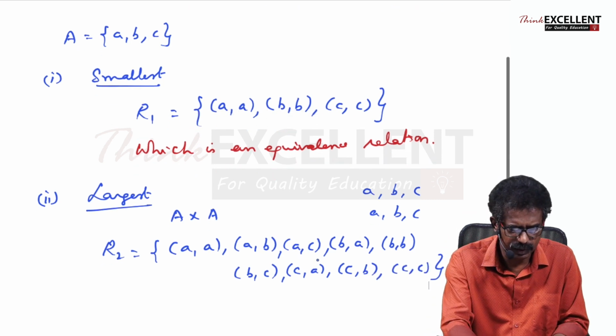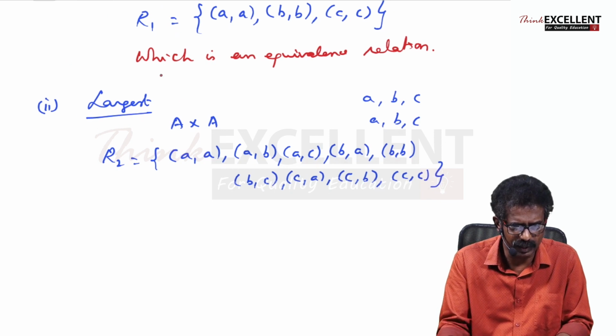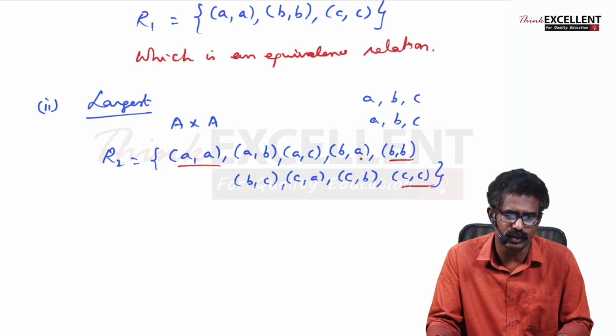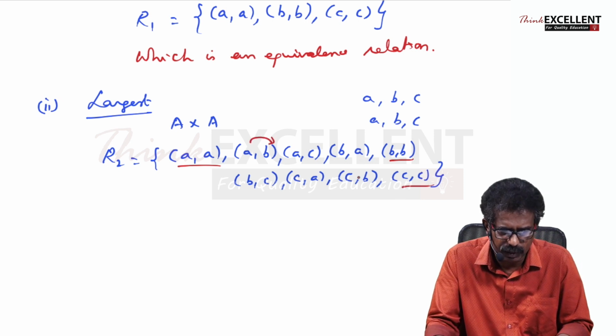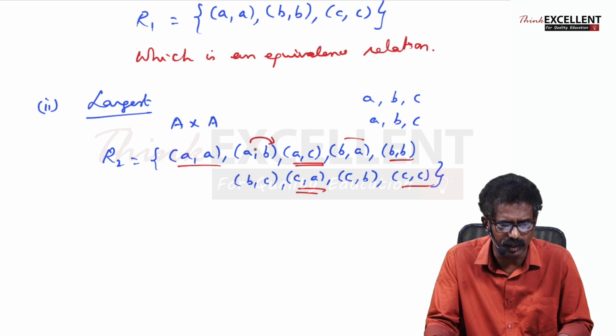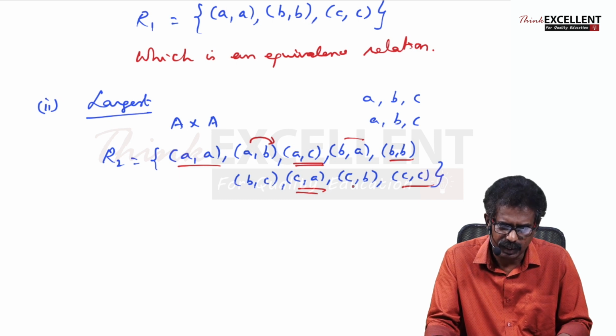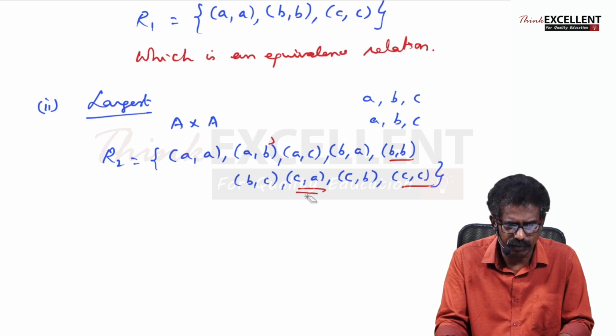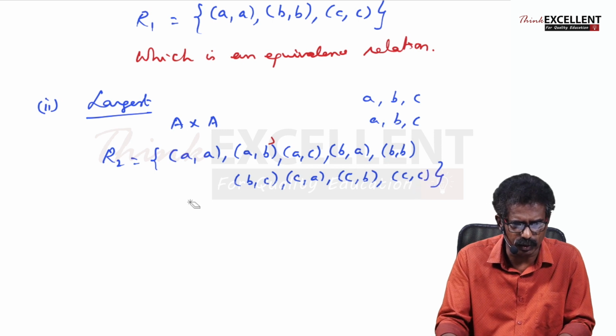Is it an equivalence relation? Check it. What about reflexive? A is related to A, B is related to B, C is related to C. Reflexive. Symmetric: A related to B, B related to A; A related to C, C related to A. Everything is satisfied, right? Even transitive: A is related to B and B is related to C, then A related to C. All the 3 properties are satisfied. So what can you say? It is an equivalence relation of largest cardinality.